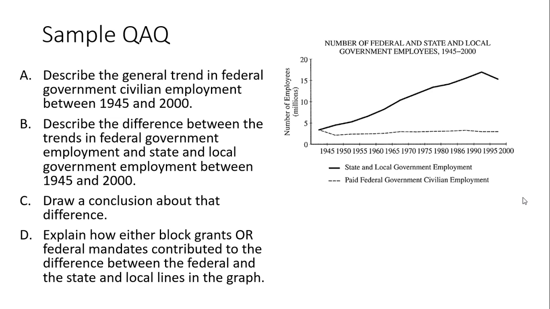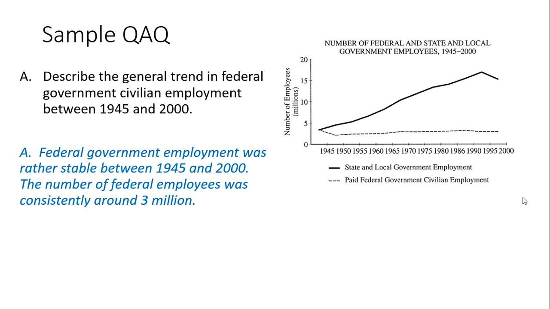All right, so let's look at a sample response here. So for part A, again, complete sentence, but a simple idea. They wanted me to describe a general trend in federal government employment. So I have to make sure I'm looking at the right line. That was that line that was lower and very stable. And I'm simply saying federal government employment was rather stable between 1945 and 20.